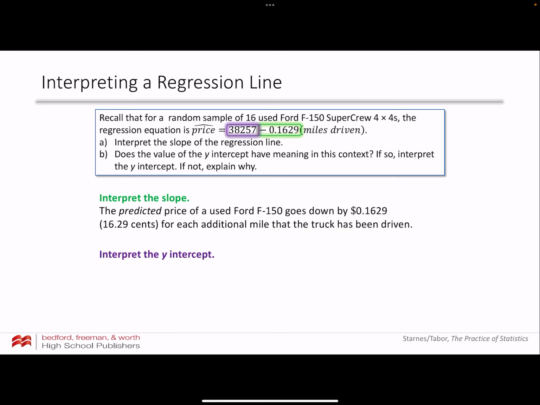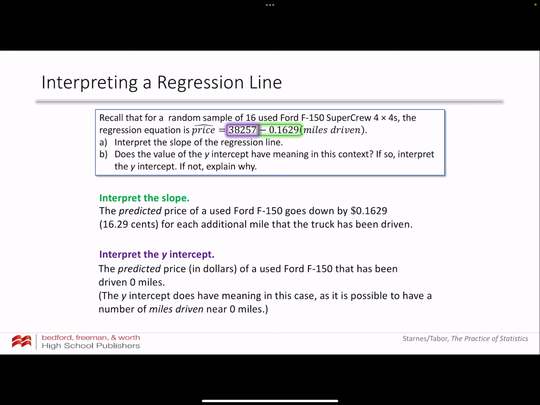Okay, part B. Does the value of the y-intercept have meaning in this context? If so, interpret the y-intercept. If not, explain why. So there's our y-intercept in purple there, that 38,000 number. So again, we're talking about where x equals 0. So x here is the number of miles that have been driven. So could we have a Ford F-150 that has no miles on it? Absolutely, when it's brand new, right? So the y-intercept tells us about the predicted price of the Ford F-150 that has been driven 0 miles.